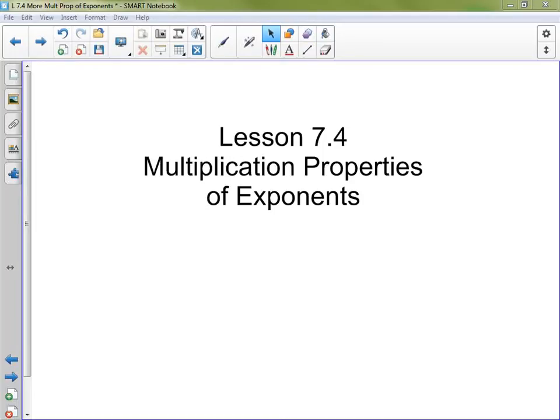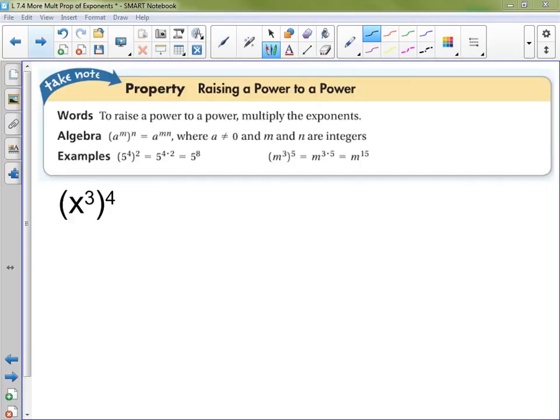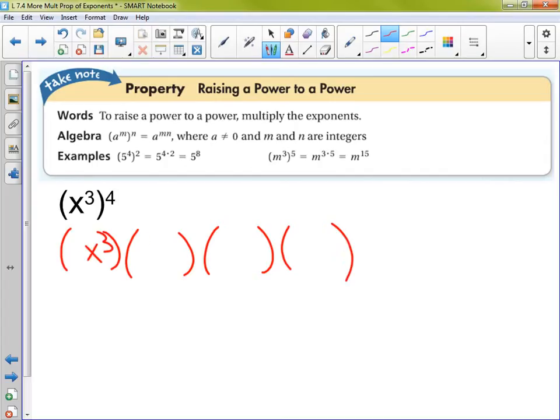Lesson 7.4 is on multiplication properties of exponents, and because we've done work in class to prepare for this lesson, this should go really quickly. Now in your book you're going to find a definition. Today in class what we talked about was the fact that x to the third raised to the fourth power meant that x to the third was being multiplied by itself 4 times, just like this. And I had you write it all out.